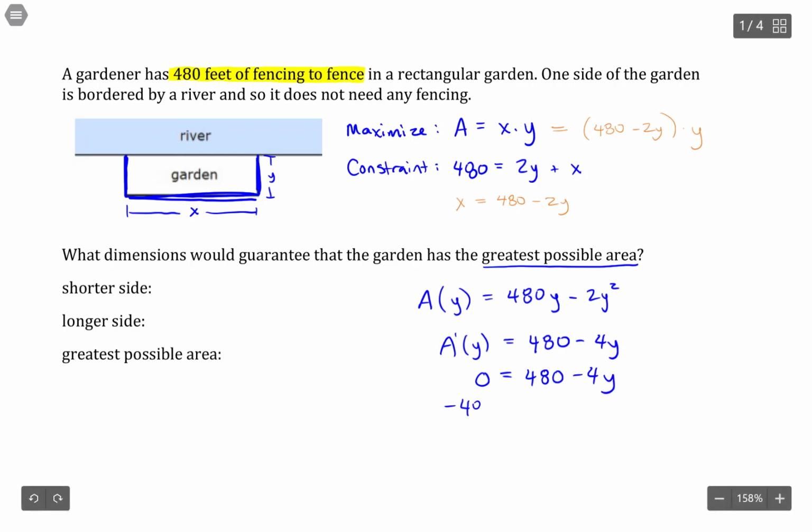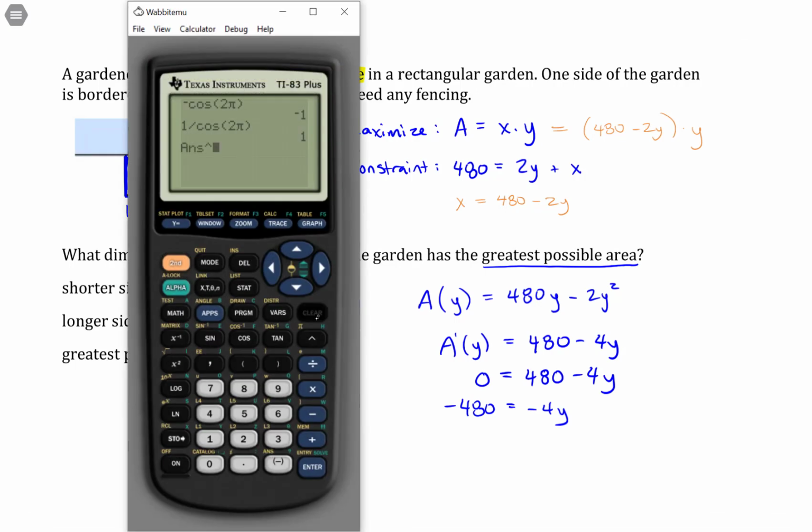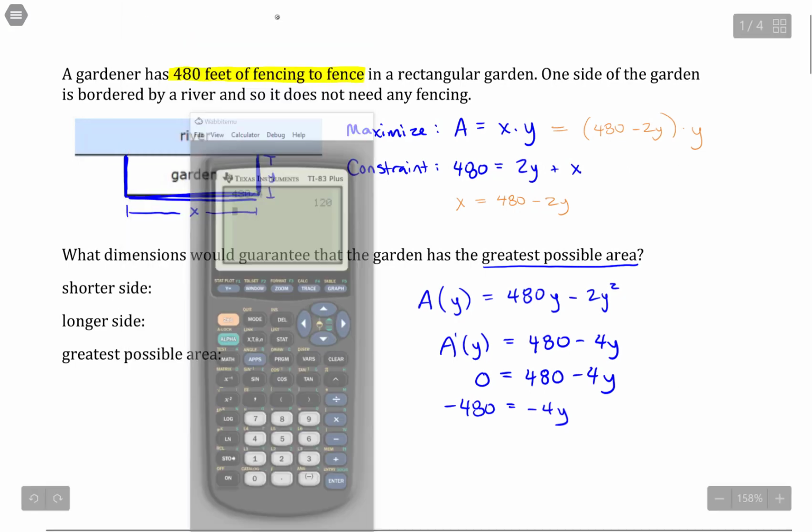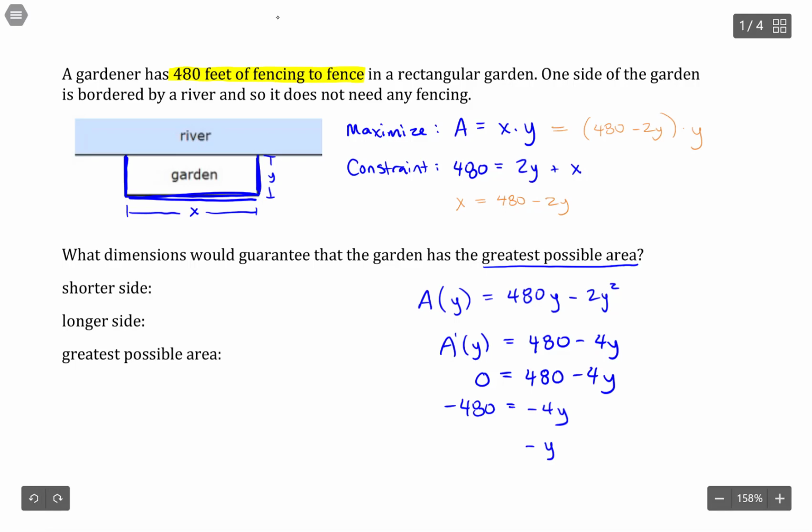So negative 480 equals negative 4y. If I divide 480 by 4, I get 120. I come up with y has to be 120 feet. By my diagram here, it looks like the shorter side should be the 120. I'm not going to answer that for the shorter side just yet until I verify through the formulas.